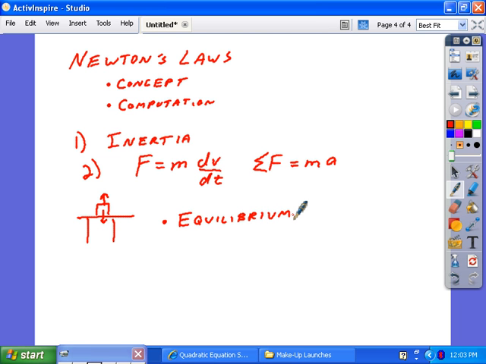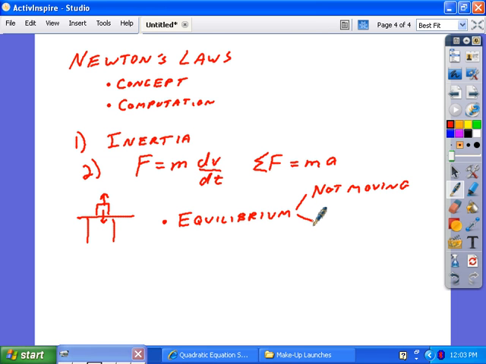Now, there are 2 different ways to have equilibrium. The first one is to have an object that is not moving. If an object is not moving, obviously its velocity is not changing. If its velocity is not changing, that means it is not accelerating. Right?